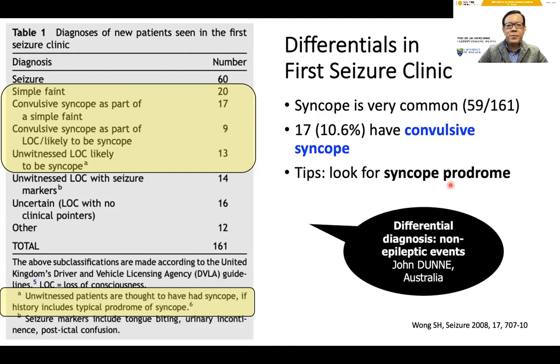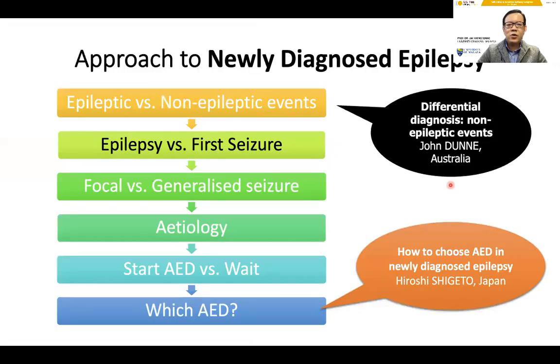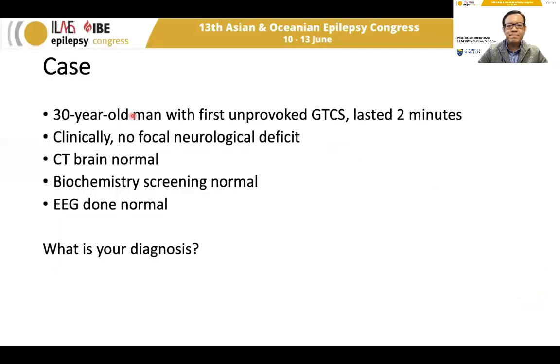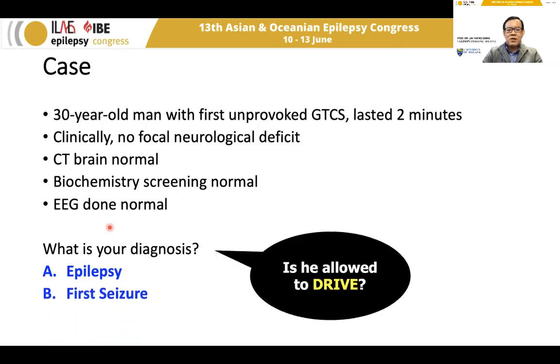You can listen for more information in Dr. John Dunn's talk. I would like to go to the second topic now, which is on the definitions of epilepsy. A 30-year-old man with first unprovoked generalized tonic-clonic seizures, and clinically there is no focal neurological deficit. His CT brain, biochemistry screening and EEG were all normal. So what will be your diagnosis? Would you diagnose this patient as having epilepsy or first seizure? And is he allowed to drive?